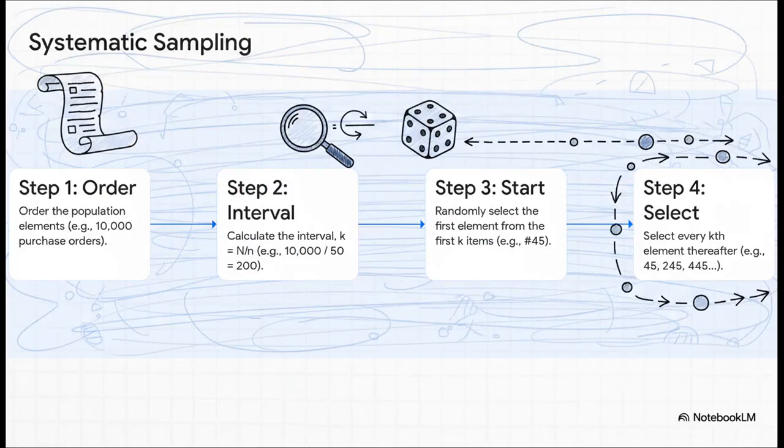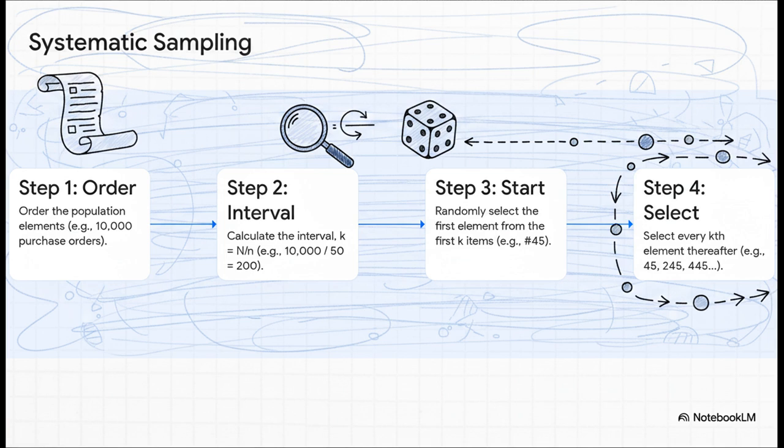Okay, next up is a really neat and efficient one called systematic random sampling. This is perfect when you have a long list of things like customer records or purchase orders. Here's how it works. First, you decide on your sampling interval, which we call K. You just divide the total population size, N, by the sample size you want, n. So in our case, 10,000 divided by 50 gives us a K of 200.